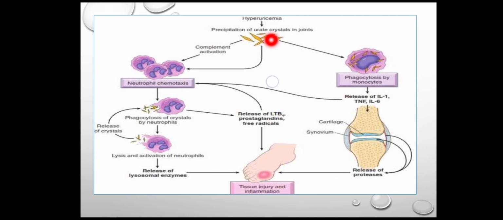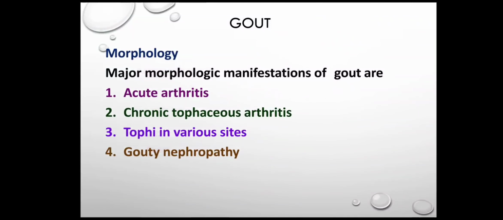The hyperuricemia leads to precipitation of urate crystals and complement activation. Inflammasome activation leads to release of interleukin 1 by caspase 1, along with TNF and IL-6. The synovium will be stimulated with release of proteases. Then neutrophil chemotaxis occurs. Neutrophils will also phagocytose the crystals, and the release of crystals causes lysis and activation of other neutrophils. If the other neutrophils are lysed, they could cause release of lysosomal enzymes. The neutrophils also release leukotrienes, prostaglandins and free radicals. So all this will lead to tissue injury and inflammation.